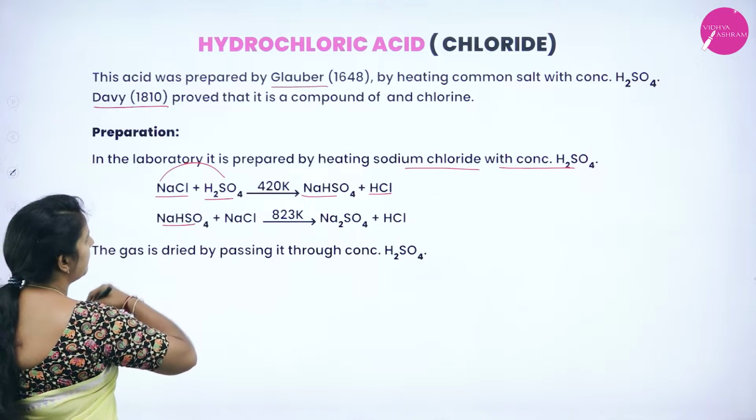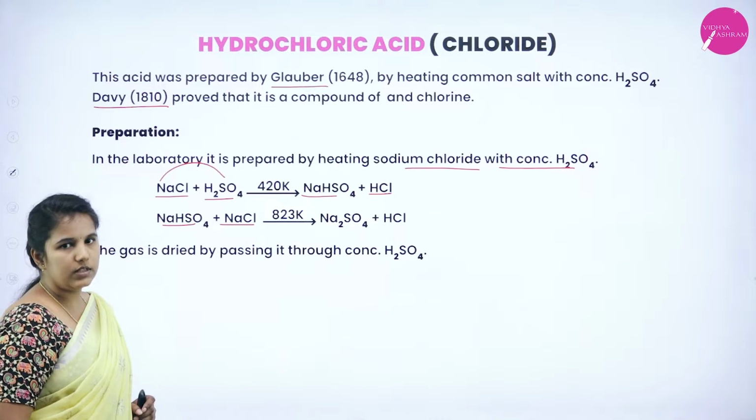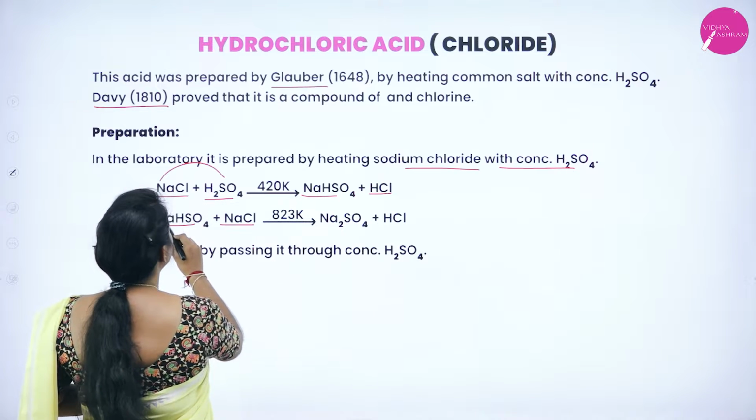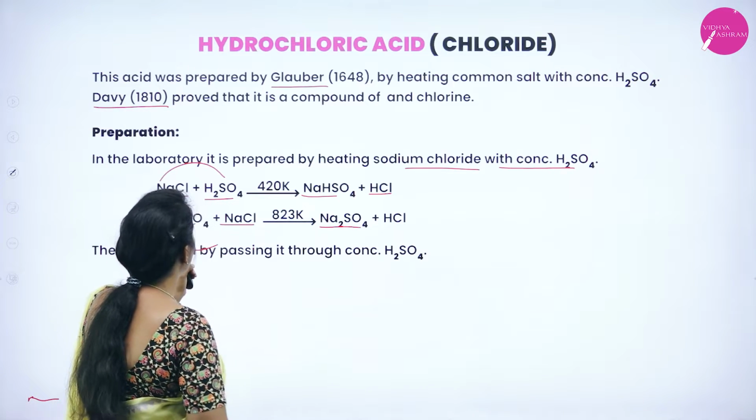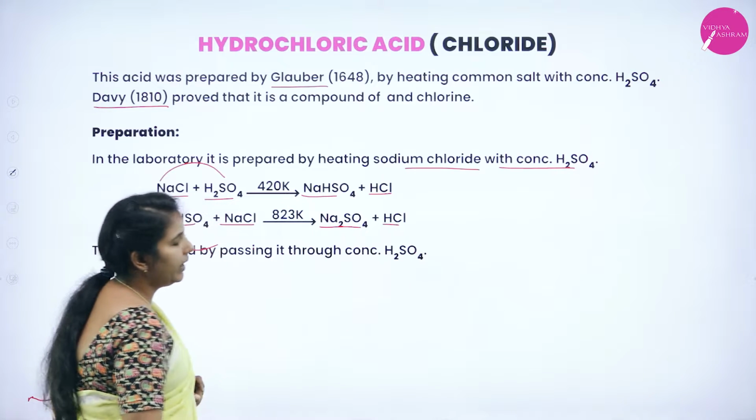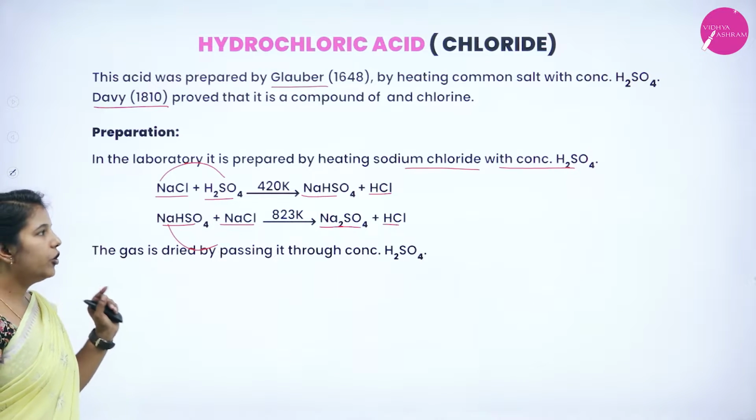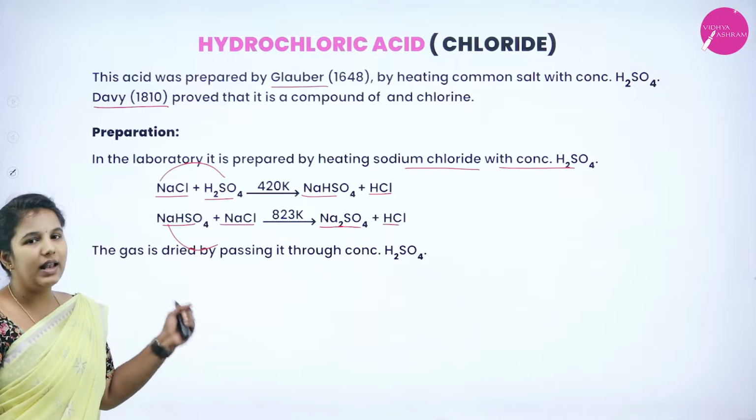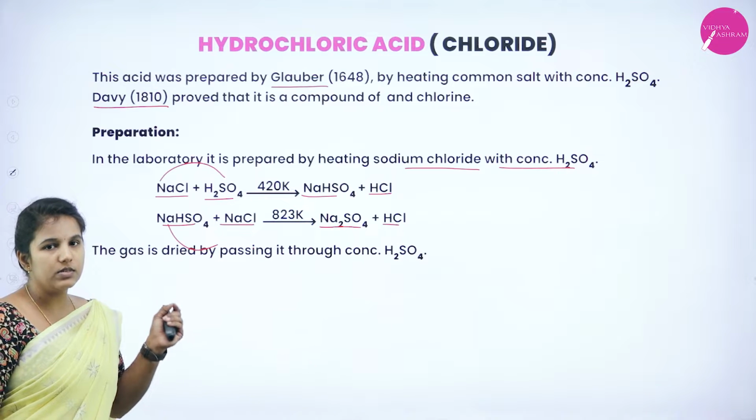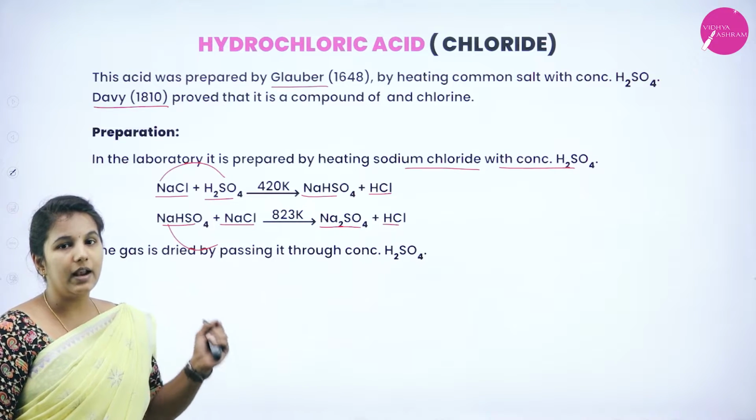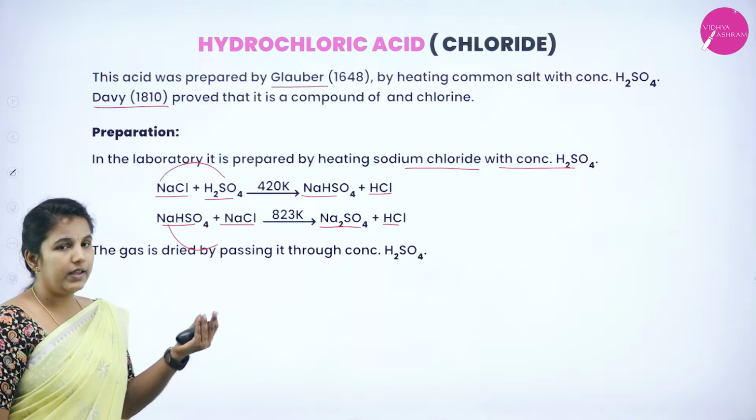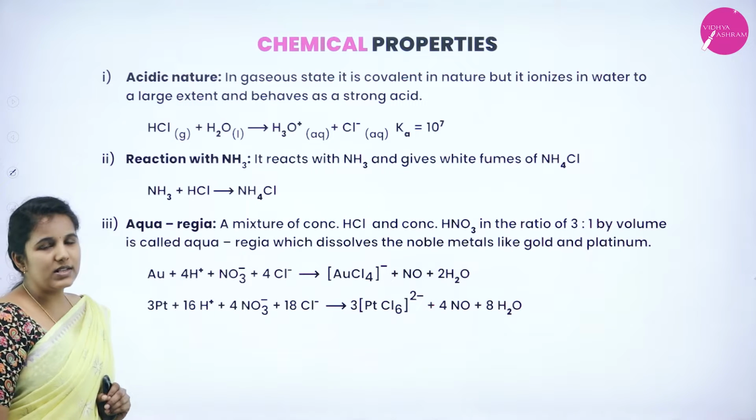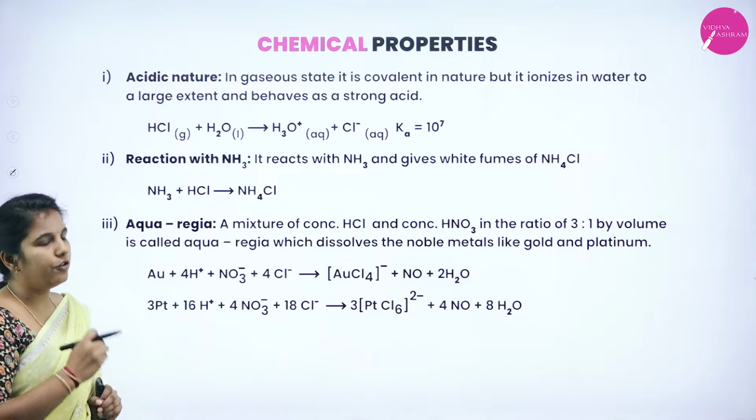Similarly, if you take that sodium bisulfate and again allow it to react with sodium chloride at 823 Kelvin, the sodium bisulfate will be converted into sodium sulfate and HCl will be formed. This is one of the important methods of preparation of hydrochloric acid in the laboratory, by using sodium chloride and concentrated H2SO4. Next, we will understand the chemical properties of hydrochloric acid.